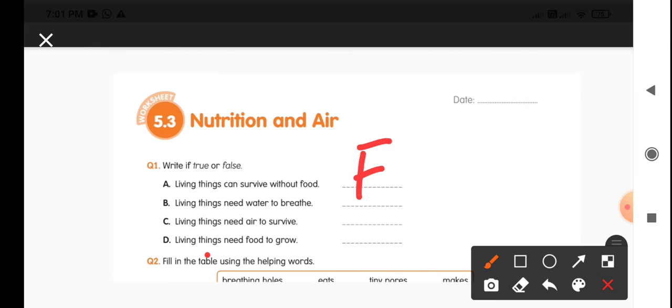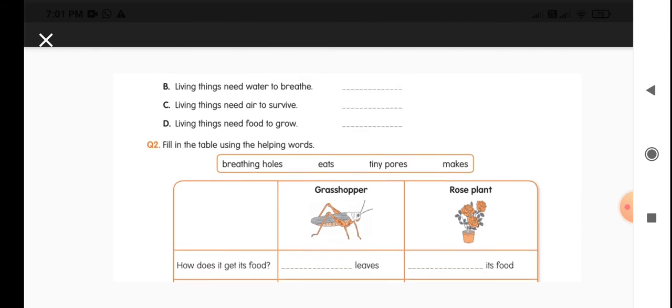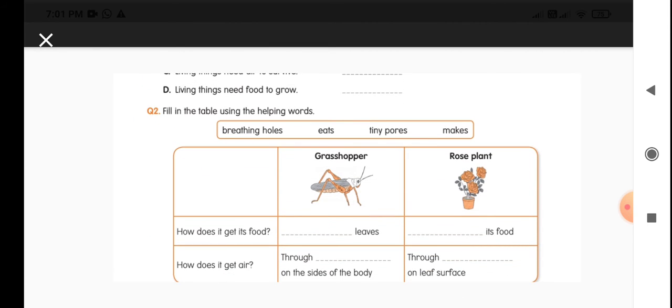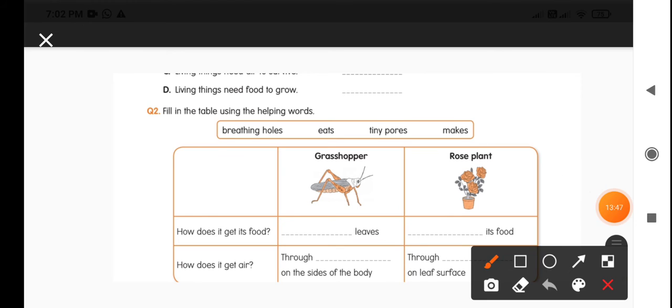Living things need food to grow? Yes, surely. So, which sentence is wrong? Correct. Write true in front of that sentence, and which is wrong? Write false in front of that sentence. And next you see, fill in the table using the helping words. A help box is given. Use these words and fill up the blanks given here, children.